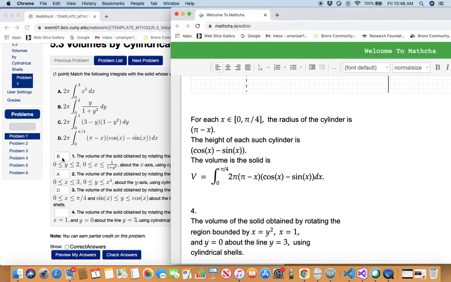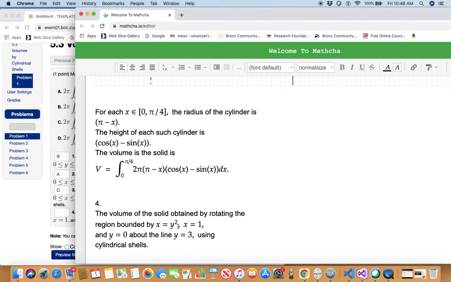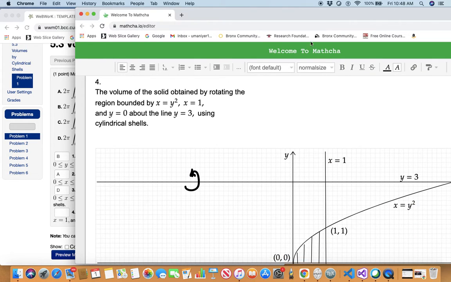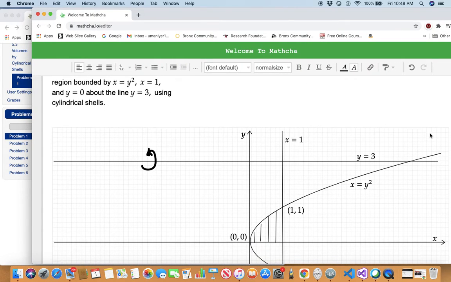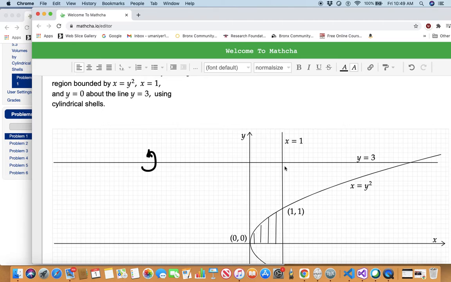The last one, well, A, B, D is taken, so that's a C, but let's figure out. The fourth one is volume of the solid obtained by rotating the region bounded by x equals y squared, x equals 1, y equals 0, above the line y equals 3. All right. X equals y squared is a parabola which looks like this, right? Sideways parabola. X equals 1 is a vertical line. Y equals 0, that's the x-axis. So, region between the parabola, this line and this line is this region.